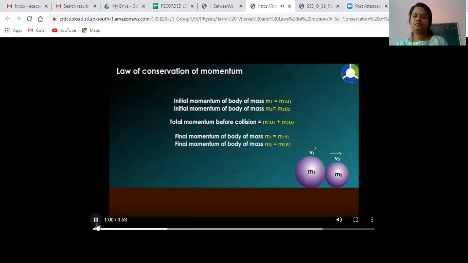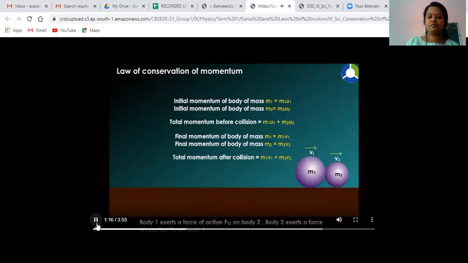Final momentum of body of mass m1 equals m1 v1. Final momentum of body of mass m2 equals m2 v2. Total momentum after collision equals m1 v1 plus m2 v2. Body 1 exerts a force of action F12 on body 2. Body 2 exerts a force of reaction F21 on body 1.